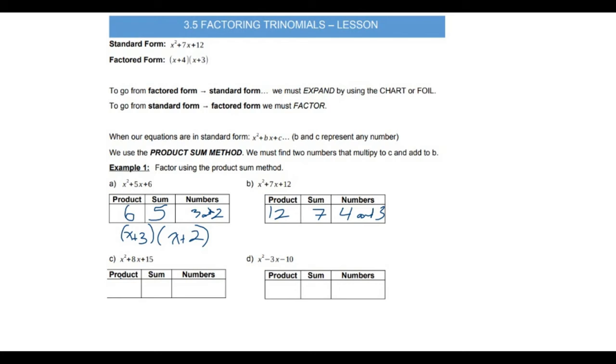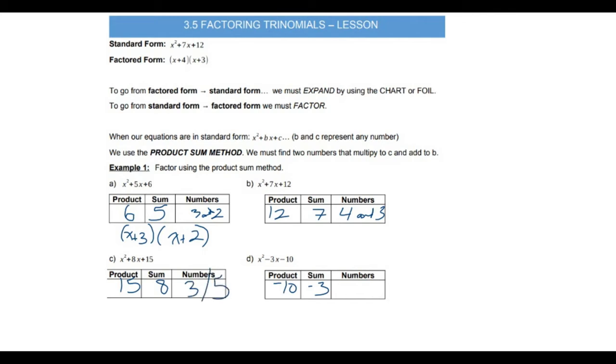And you can just fast forward through all these. Let's try and just knock these down. The product here is 15, the sum is 8. The product here is negative 10 and the sum is negative 3. Okay, so then let's go back and think which numbers did we multiply together to get 15 and add to get 8? You would find that that would be 3 and 5, right?